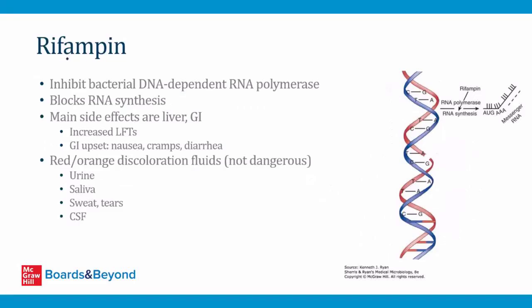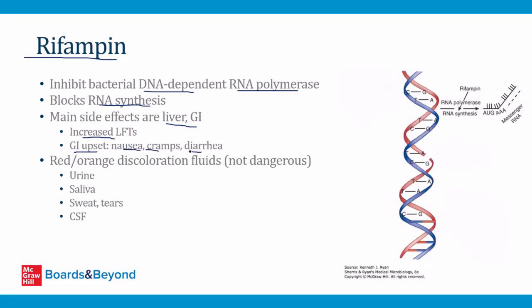Okay, next antibiotic for tuberculosis is rifampin. This antibiotic inhibits bacterial DNA-dependent RNA polymerase. This means that it blocks RNA synthesis, and that's how it leads to cell death in mycobacteria. The main side effects occur in the liver and the GI tract. Just like isoniazid, rifampin can increase the LFTs and they need to be monitored, and then it often leads to GI upset symptoms like nausea, cramps, sometimes diarrhea.